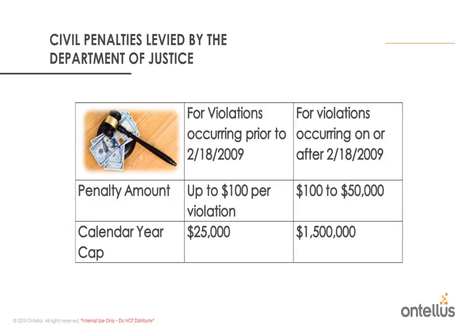Here are the civil penalties levied by the Department of Justice for HIPAA violations. For violations occurring prior to February 18, 2009, the penalty amount is up to $100 per violation, but no more than $25,000 within a calendar year. For violations occurring on or after February 18, 2009, it can range from $100 per violation up to $50,000, but no more than $1.5 million within the calendar year.